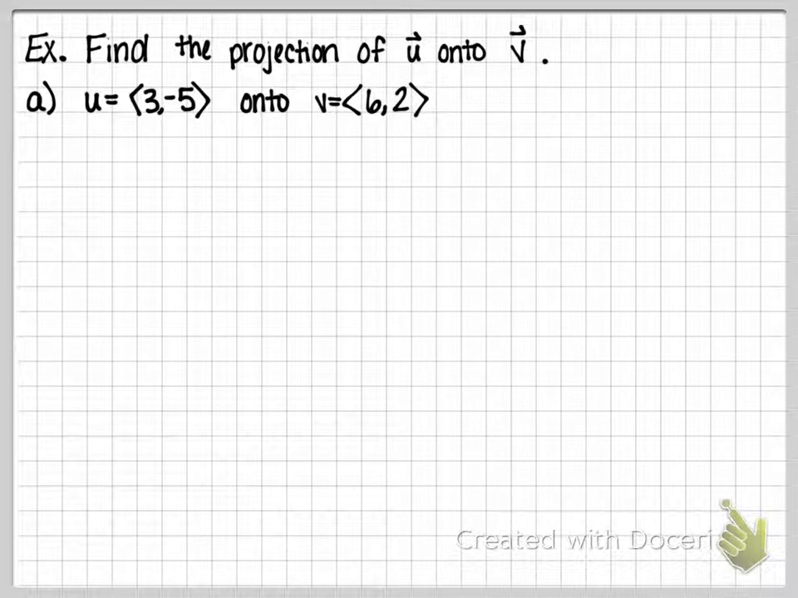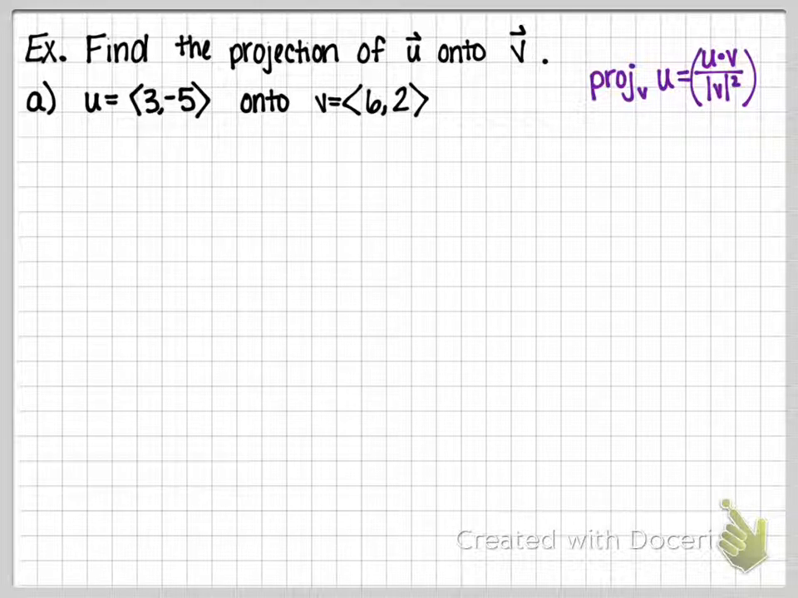So remember our formula for this guy, our projection onto v of u equals the dot product of u and v divided by the magnitude of v squared. And then once we get that scalar, we're going to distribute it through that vector v. So that way we can keep the direction of that vector v.